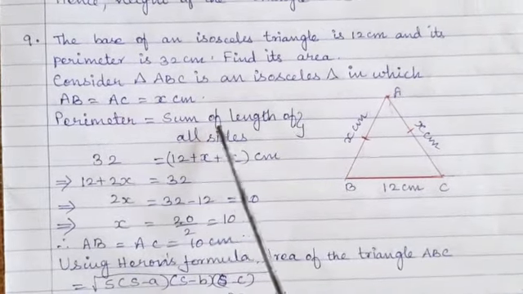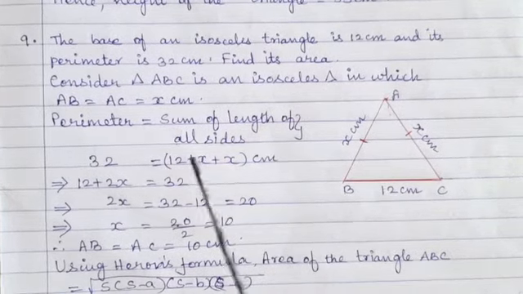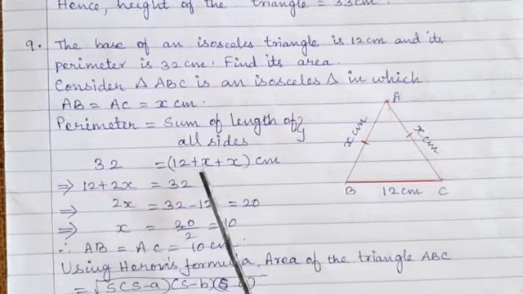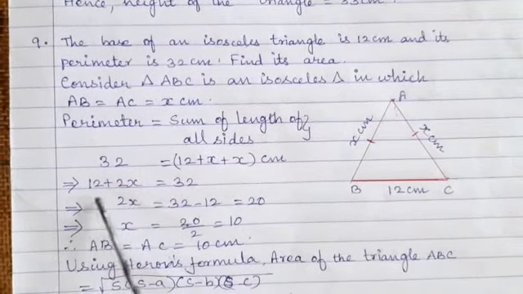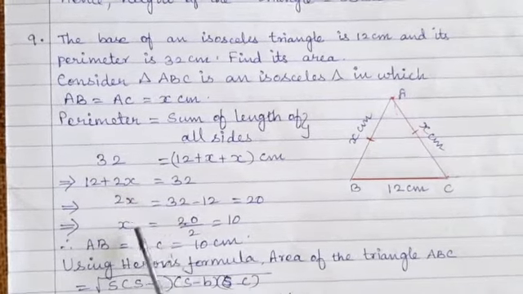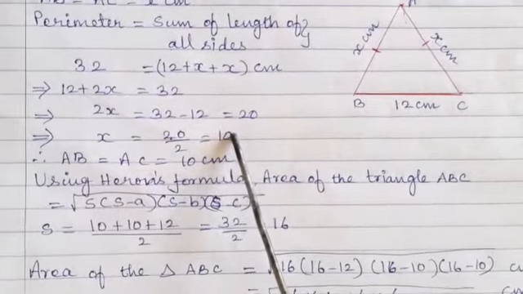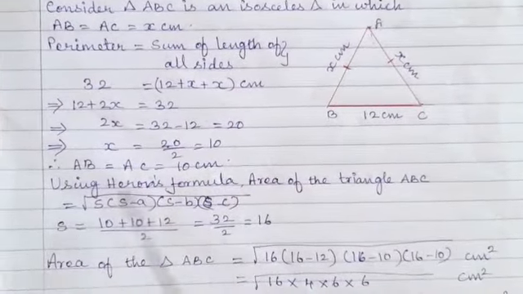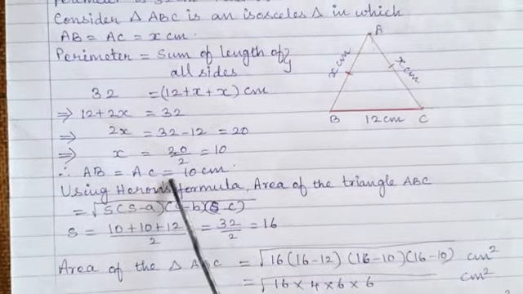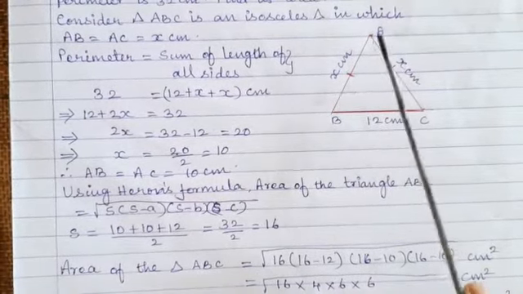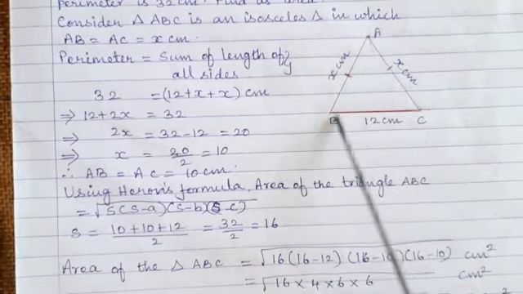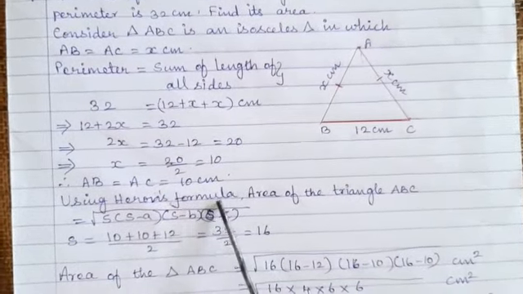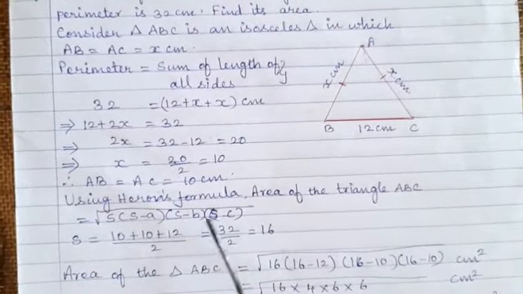Perimeter is equal to the sum of the lengths of all sides of the triangle. So 32, the perimeter, is given in the question. 32 is equal to 12 plus x plus x centimeter. That is 12 plus 2x equals 32. After solving the equation, x is equal to 10. So the length of AB and the length of AC equal 10 centimeter. Therefore AB equals AC equals 10 centimeter. Now we got all the sides of the triangle AB, BC and CA. What is the question here? Area. So using Heron's formula, we will calculate the area of the given triangle.